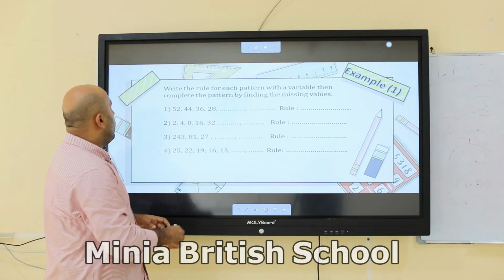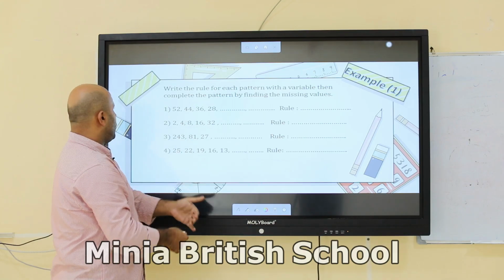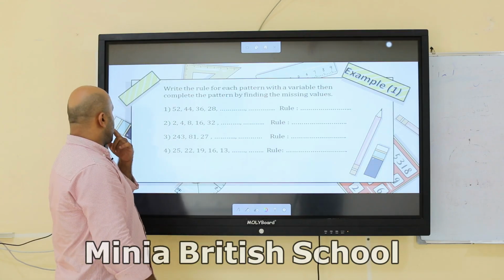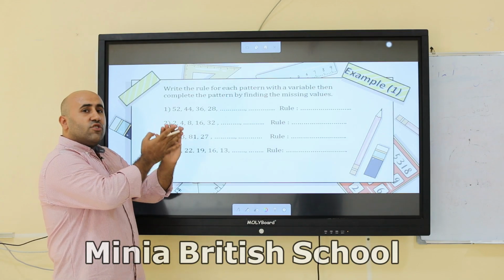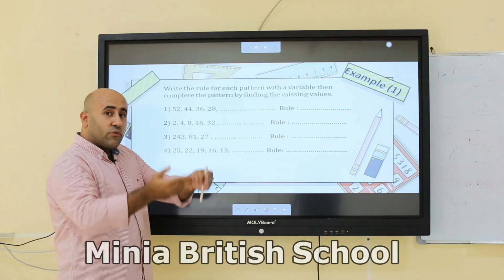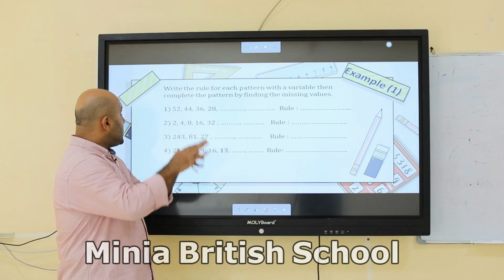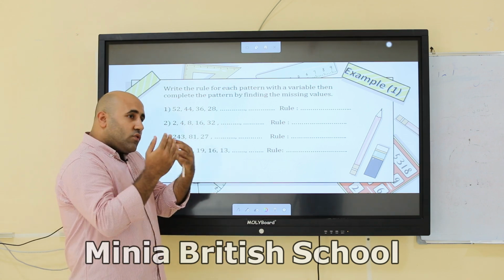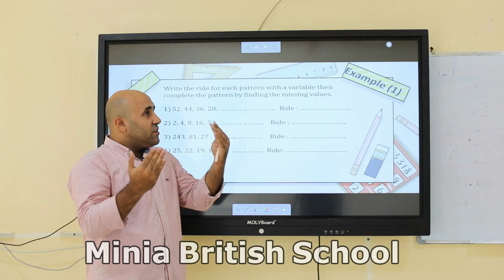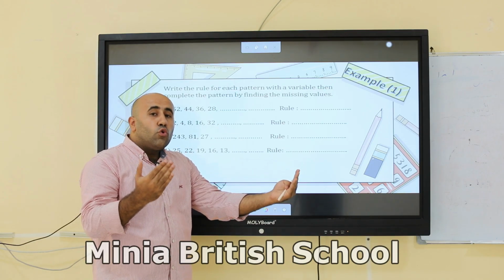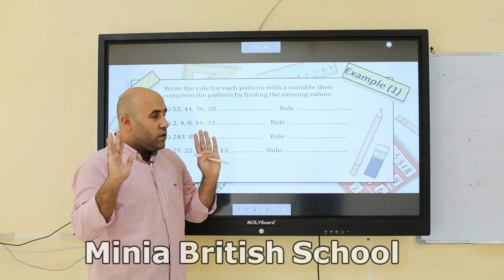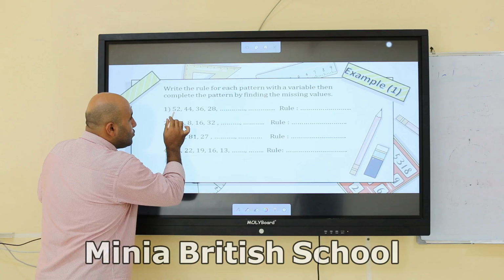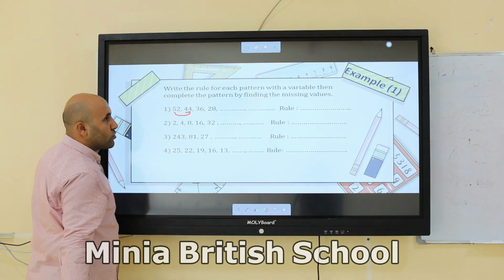For example, when I say 52, then 44, then 36, then 28. You see, first determine whether the numbers increase or decrease. As we all see, these numbers decrease, so they might get subtracted or divided. Let's try. They may be subtracted. The 52 drops down to 44.